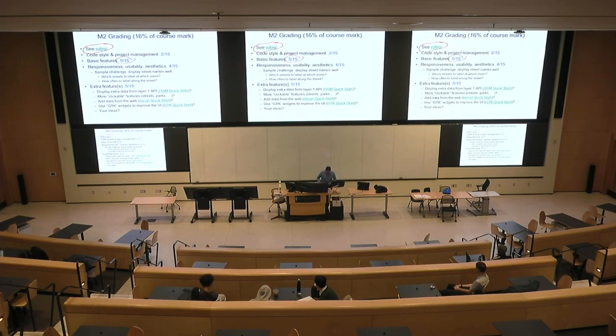5 marks come from basic features. Basic features is, can you do all the things I mentioned? Can I click on an intersection and it's highlighted? Did you draw all the streets? Did you draw them correctly? When I type in the names of 2 streets or part of the names of 2 streets, can you go find the intersection where they intersect? Did you do all of that? How responsive and how aesthetically pleasing is your map? Does it look nice? Is it very laggy, or is it pretty responsive?